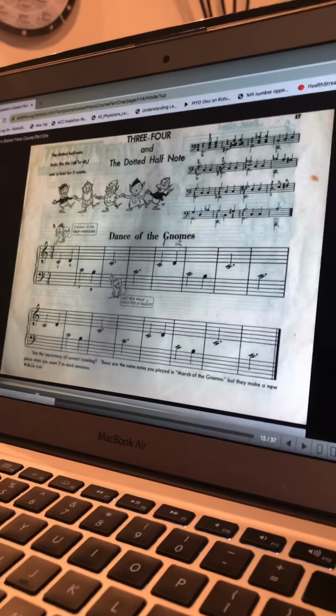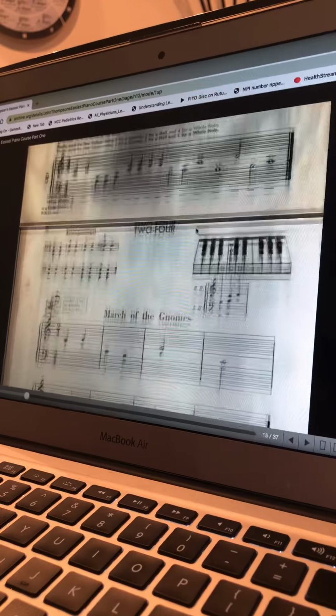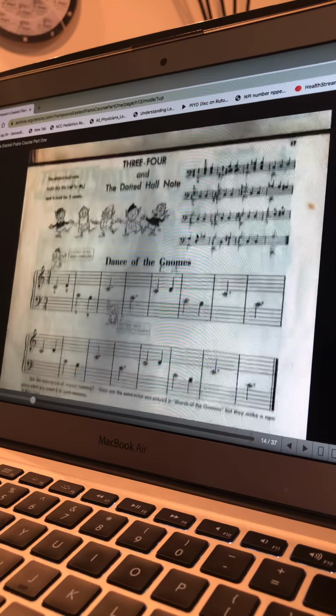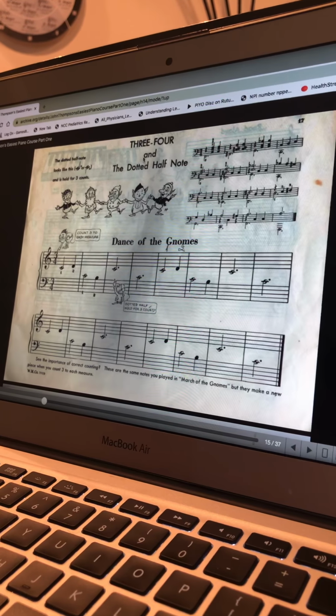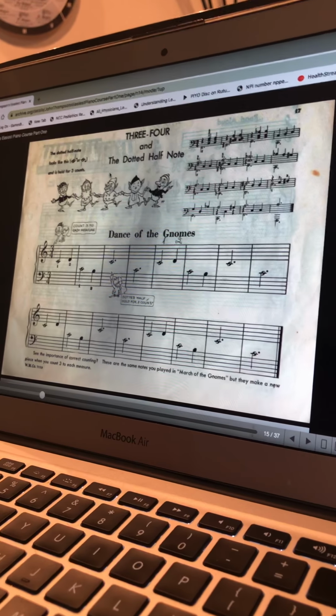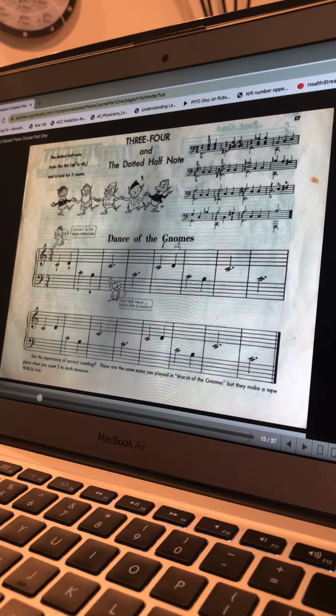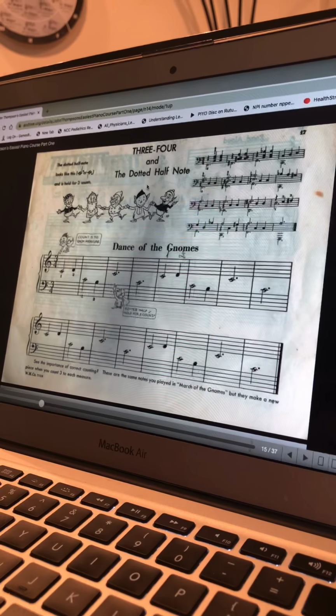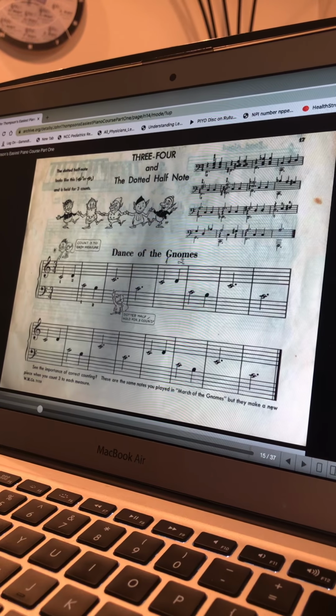Now here, in Dance of the Gnomes, instead of March of the Gnomes, we have 3/4 and the dotted half note. Oh no, I have to sneeze. Ooh, I lost it. Okay, that's good.